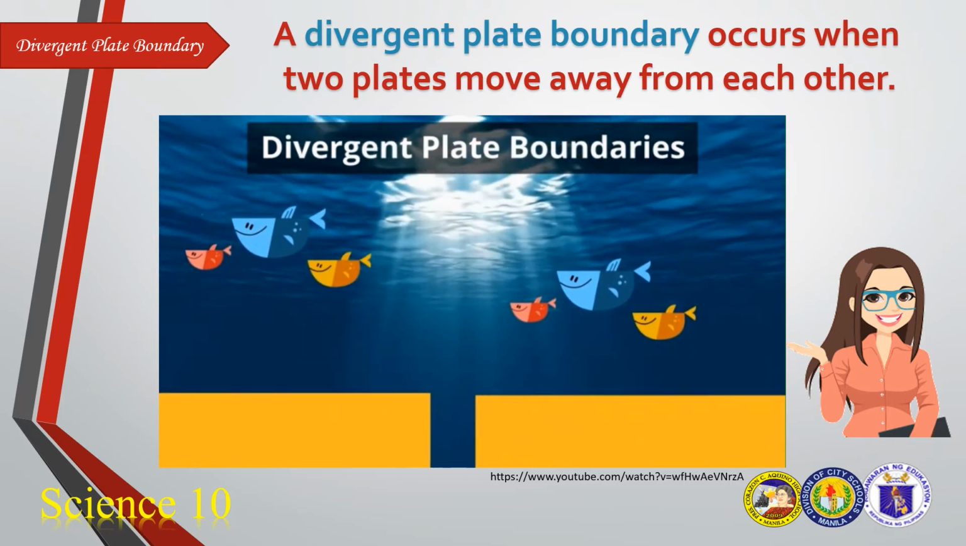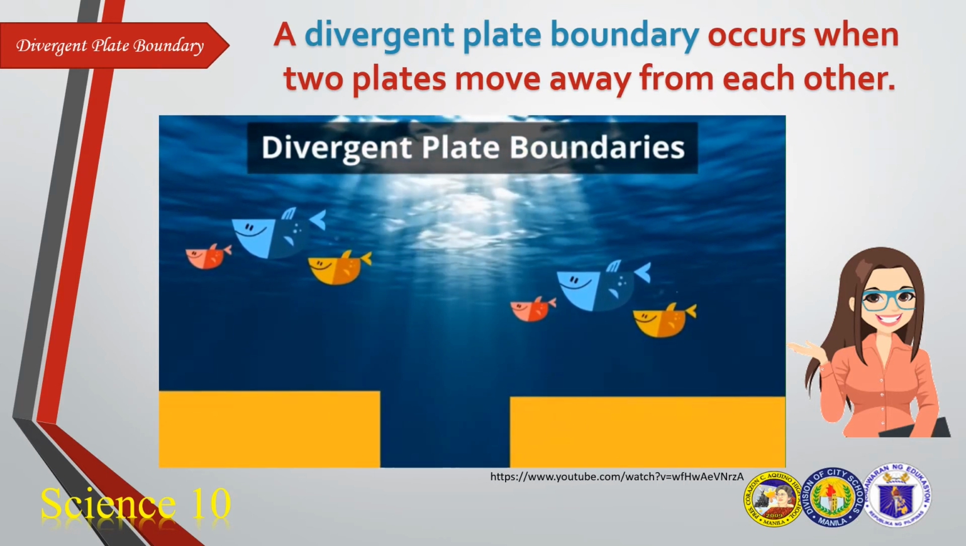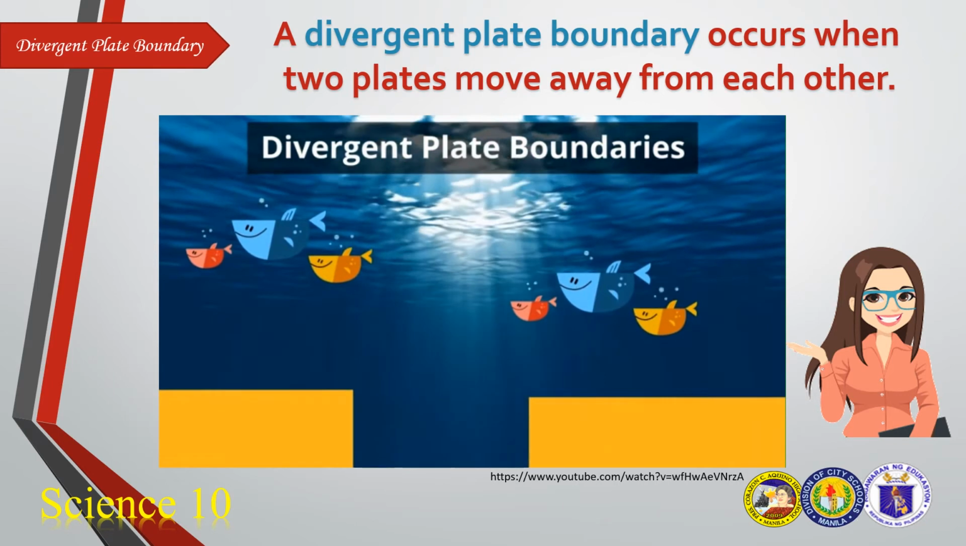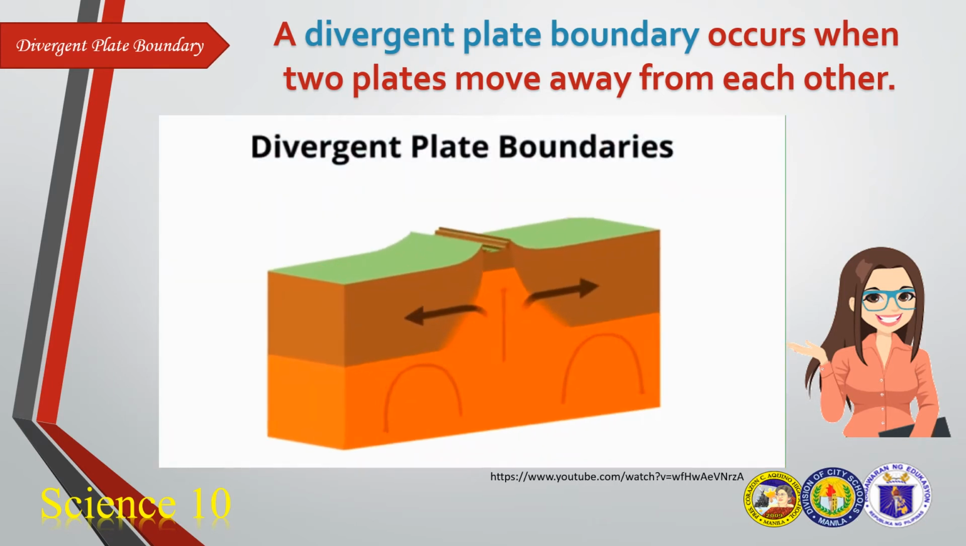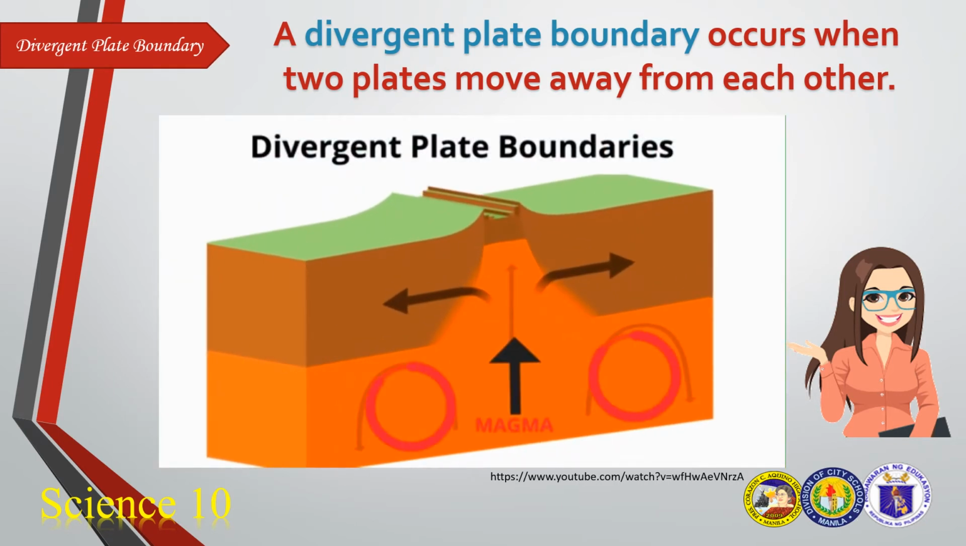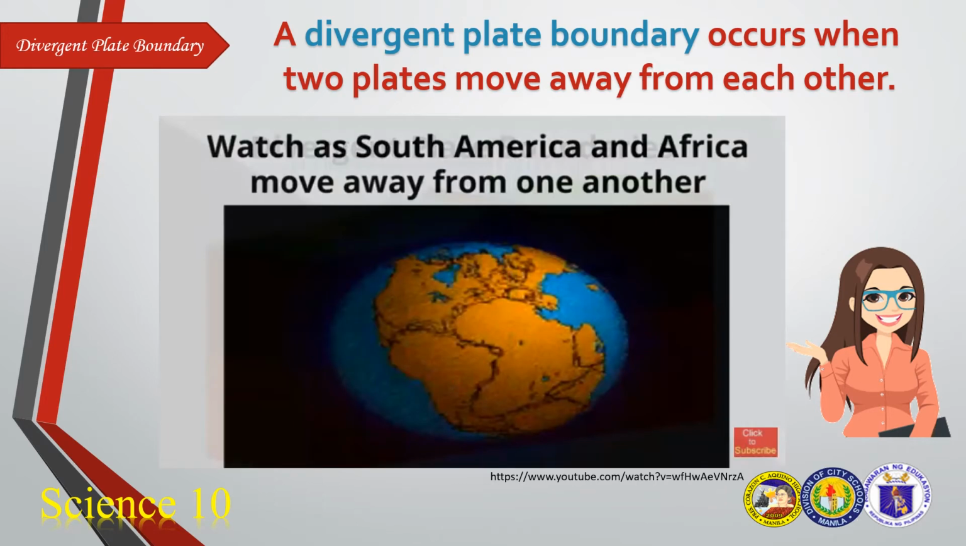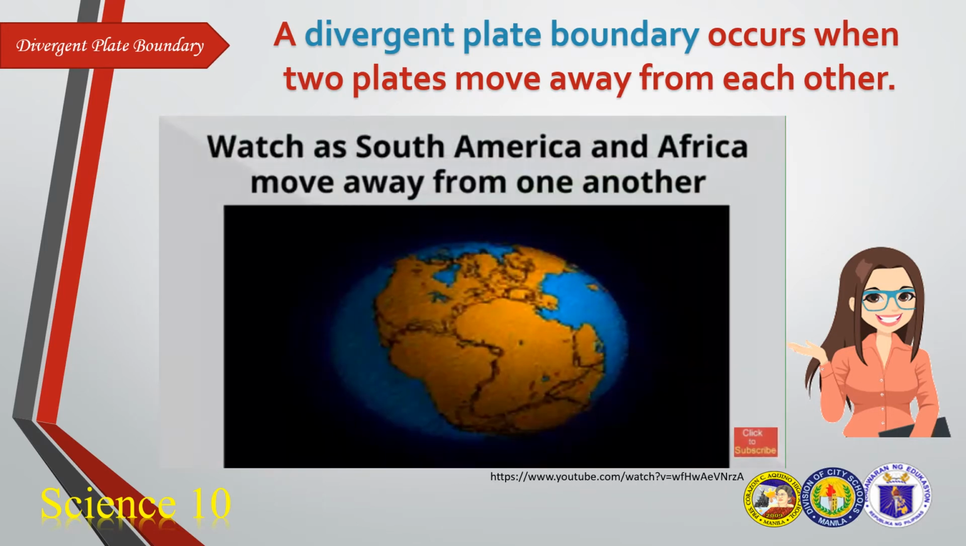A divergent plate boundary occurs when two plates move away from each other. The rising magma pushes up on the bottom of the lithosphere and flows laterally beneath it. This lateral flow causes the plates to move in the direction of the flow. At the plate boundary, two plates move in opposite directions. Watch as South America and Africa move away from one another.